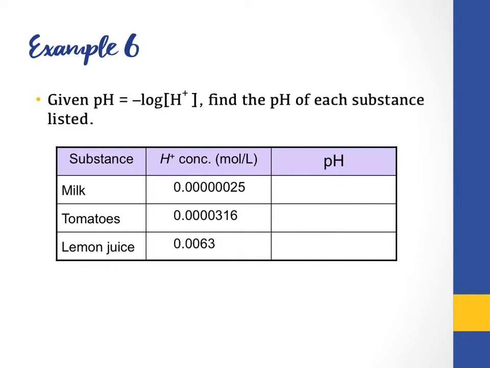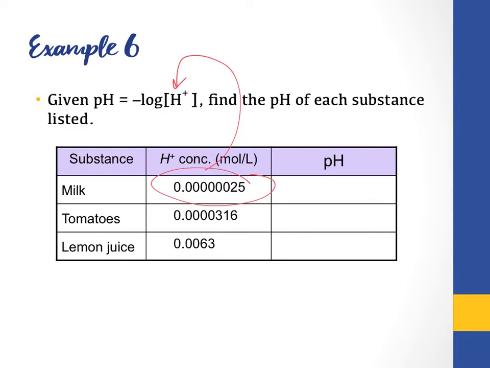This is kind of like a word problem involving the calculator. It says that given that the pH is the negative log of hydrogen, find the pH of each substance listed. On the left you've got your substance, in the middle it's the hydrogen per liter, and on the right you're trying to find pH. All you have to do is take each value and plug it in place of the H.